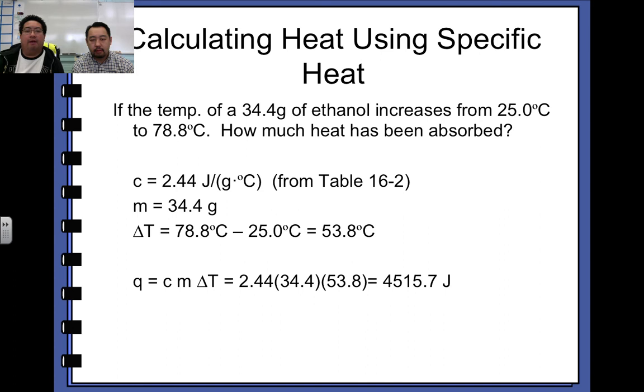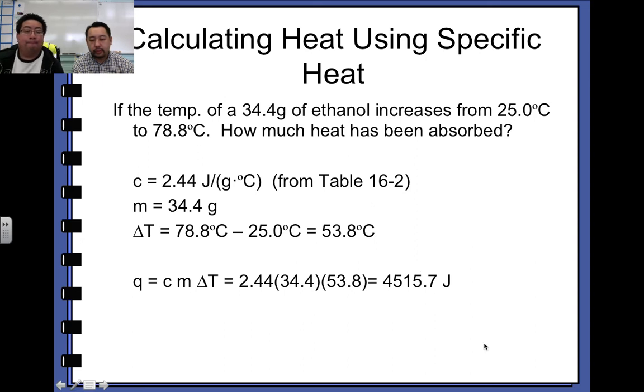So let's say we want to use specific heat to calculate energy or heat. Let's say we have 34.4 grams of ethanol, and the temperature change increases from 25 to 78.8 degrees Celsius. How much heat has been absorbed? C, you would either have to look up or you would be given. The masses are from the problem, and the delta T we can come up with and subtract to get the change in temperature.